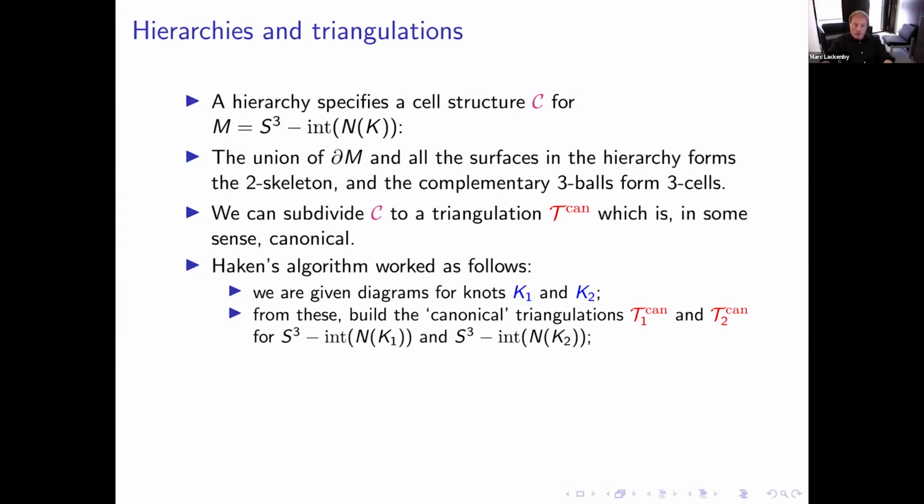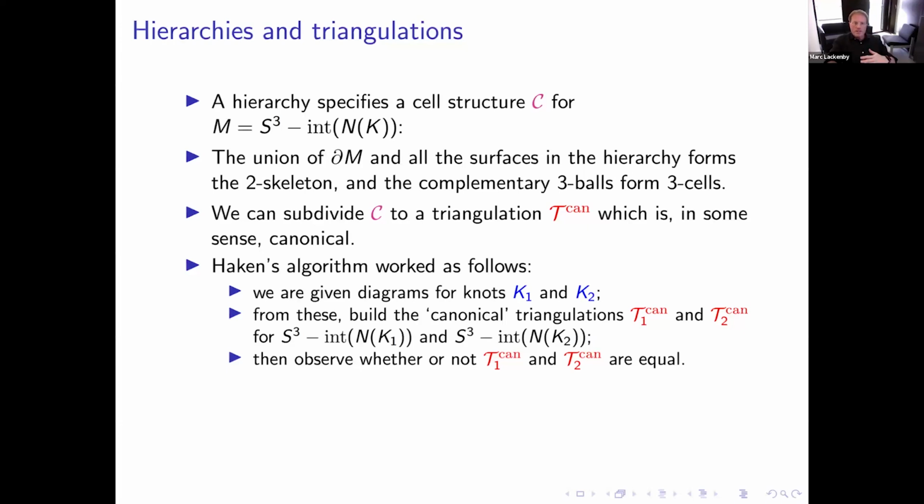And so then, if the two knots are the same, they'll have the same canonical triangulations, and so you can just check that. You can just check whether two triangulations are combinatorially the same. And so if they are, then you know that the knots are the same. But if they're not, then you know the knots are different. And so that's the way the algorithm worked.